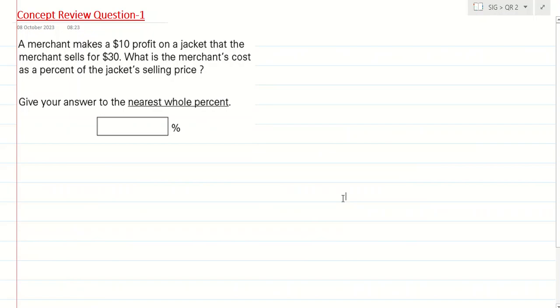Okay, let's understand this. A merchant makes a $10 profit on a jacket that the merchant sells for $30, which means, can I say, the final value is 30. Make sense? Final value is 30. What is the profit we have? $10, which means what is the cost price? 20. Correct? So the cost price here is 20.